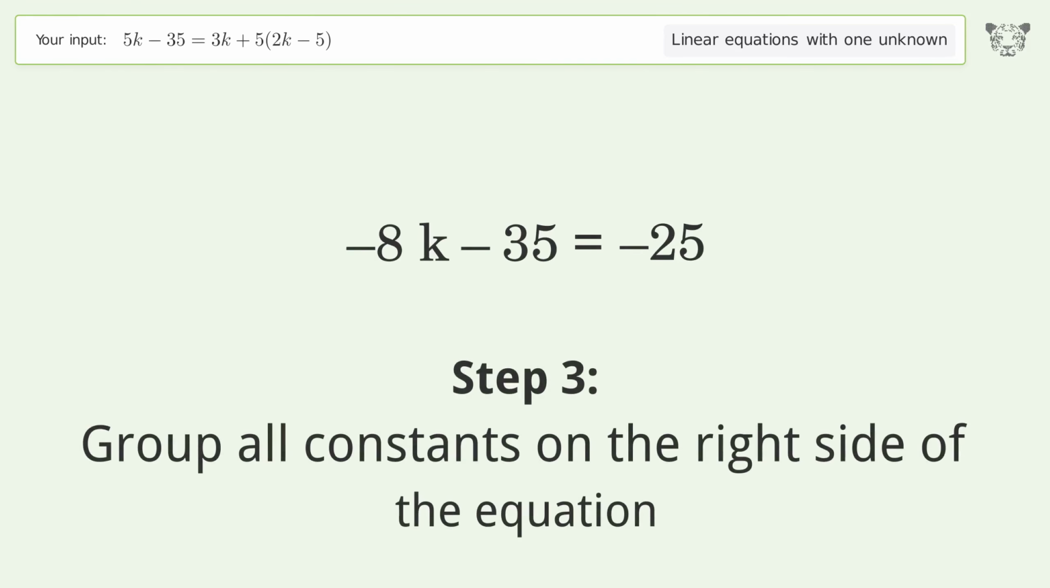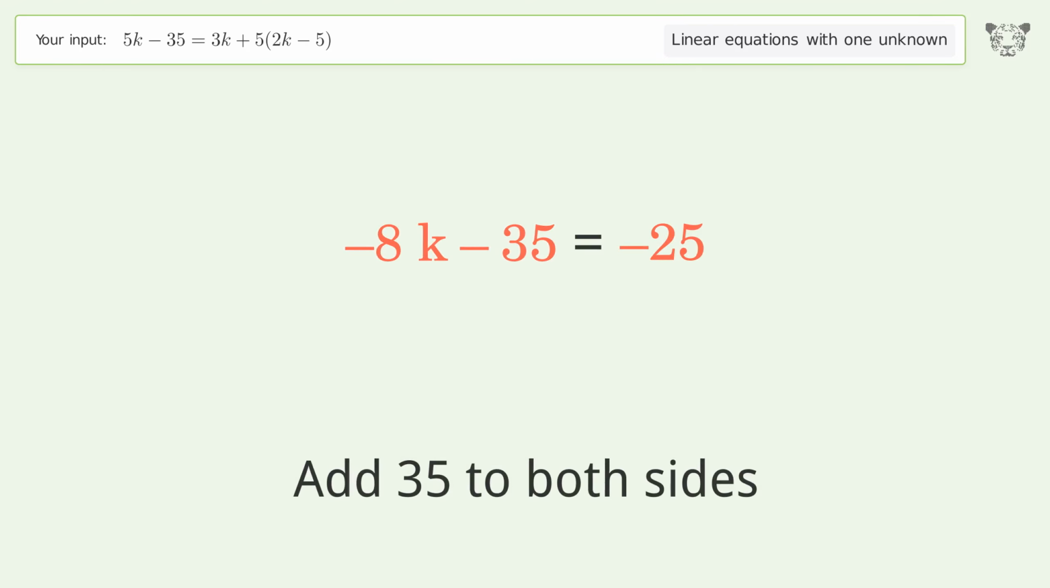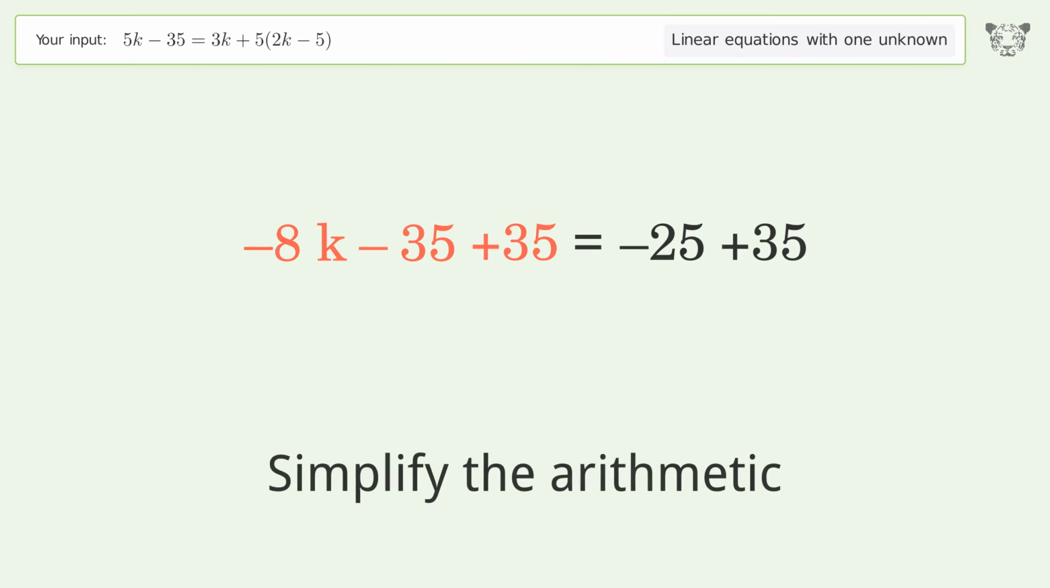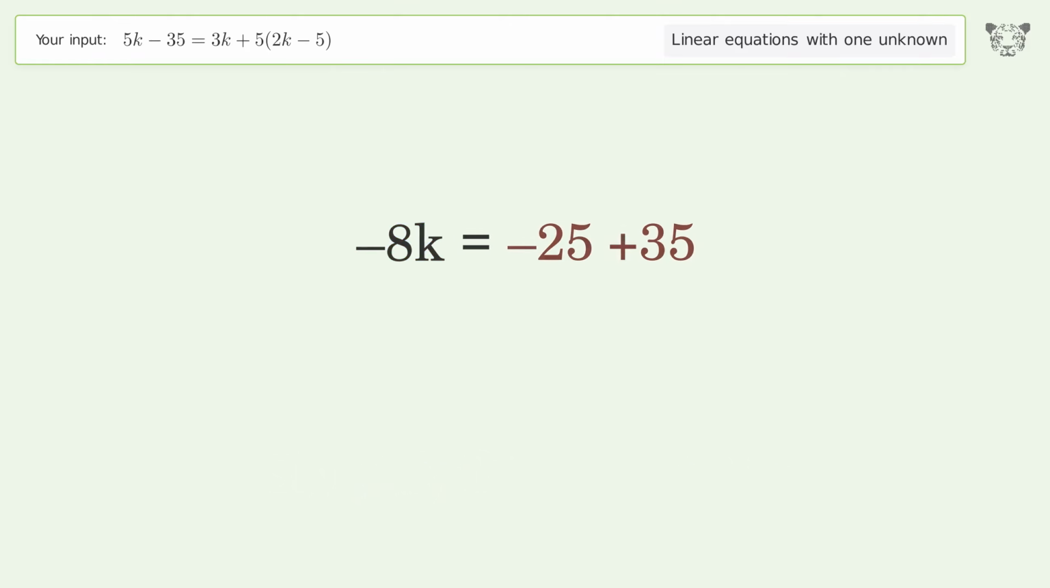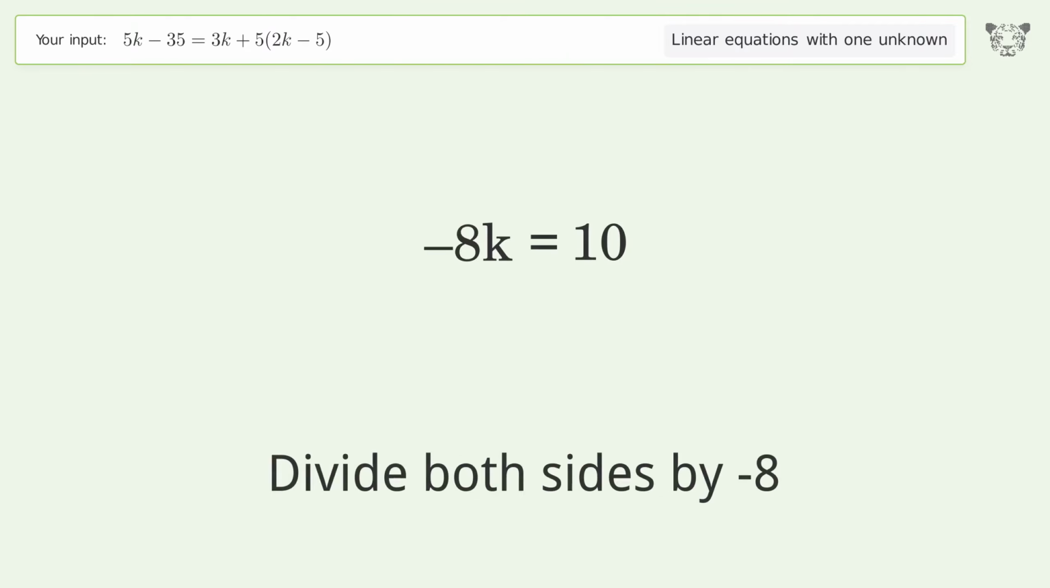Group all constants on the right side of the equation. Add 35 to both sides. Simplify the arithmetic. Isolate the k. Divide both sides by -8.